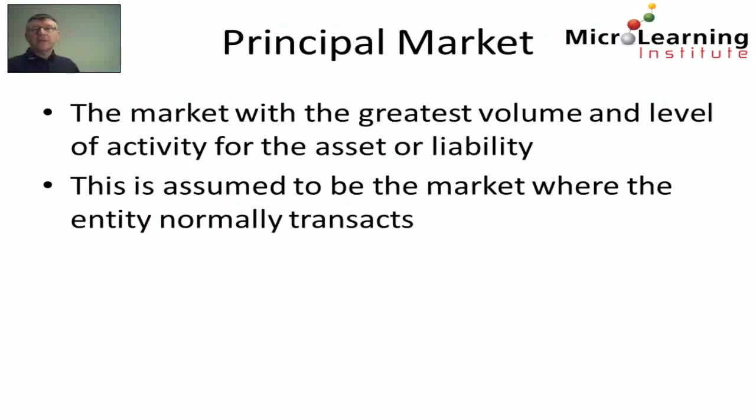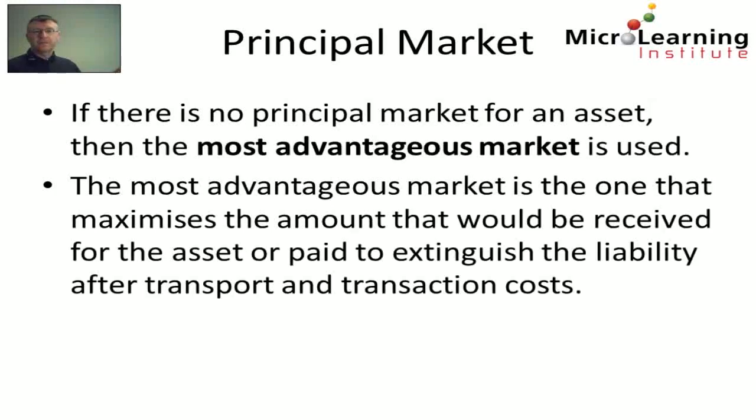Again, IFRS 13 introduces the idea of the principal market, and this is the market with the greatest volume and level of activity for the asset or the liability, and it's assumed to be the market where the entity normally transacts. If there's no principal market for an asset, then IFRS 13 uses the most advantageous market. And the most advantageous market is the one that maximizes the amount that would be received for the asset or paid to extinguish the liability after transport and transaction costs.